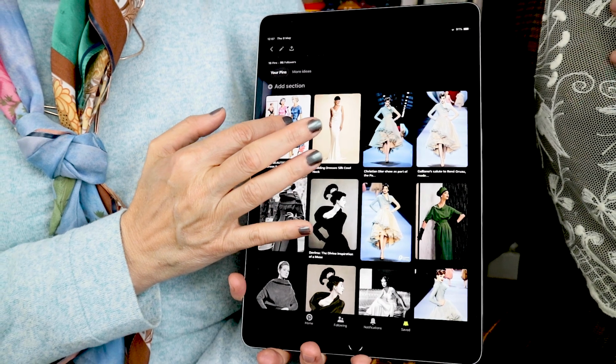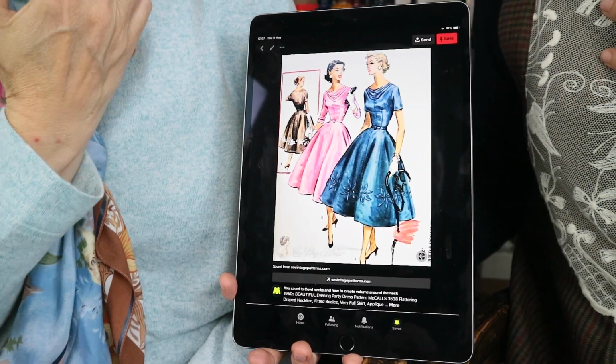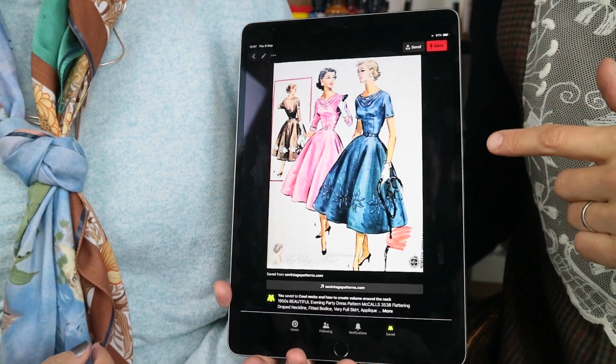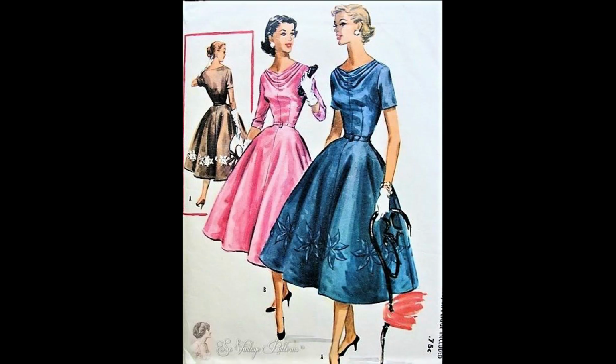So we are going to draft this pattern today. That's actually from a McCall pattern from the late 50s, I would imagine. So it's very New Look Dior. You can see this very subtle neckline, with a very fitted bodice underneath it. And it's quite unusual because it's got a centre front seam, and that makes it quite day wear as well. It makes it a bit more structured.